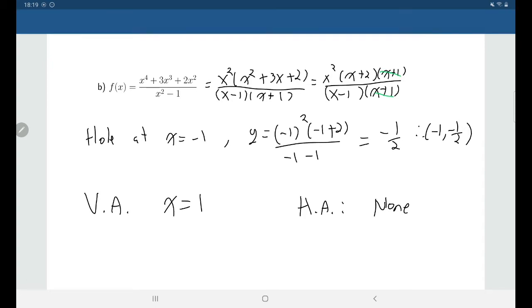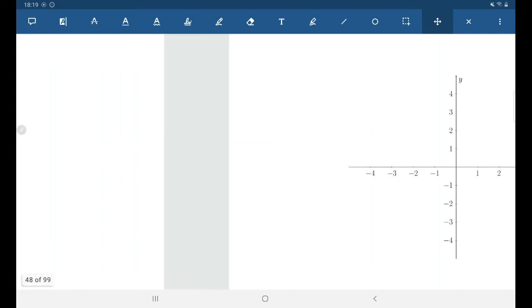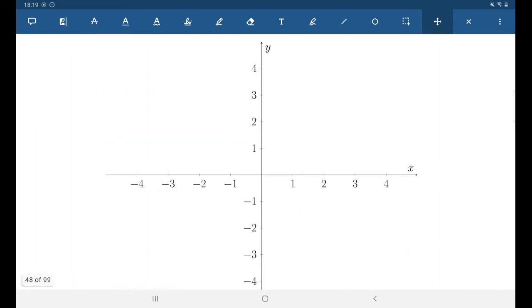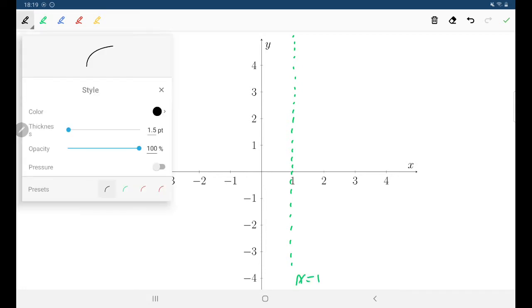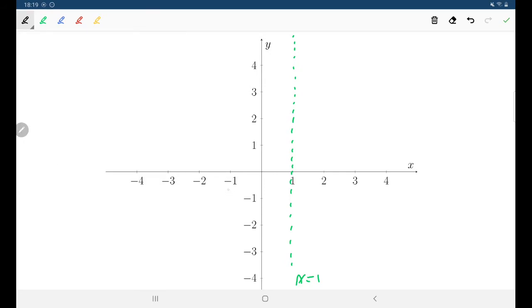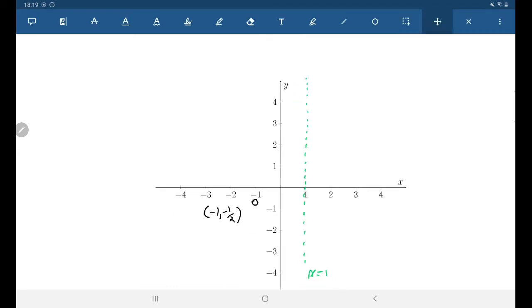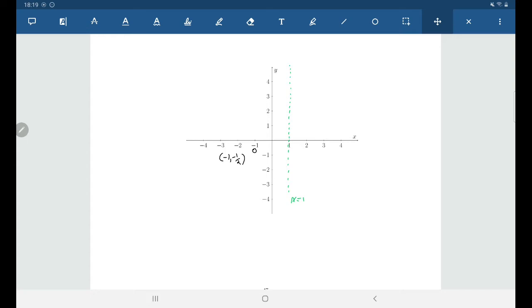So I'll just put in what I've got here, my hole and my one vertical asymptote. Vertical asymptote, x is equal to 1. And my hole, which was at -1, -1/2. Okay, so part of my graph already done.